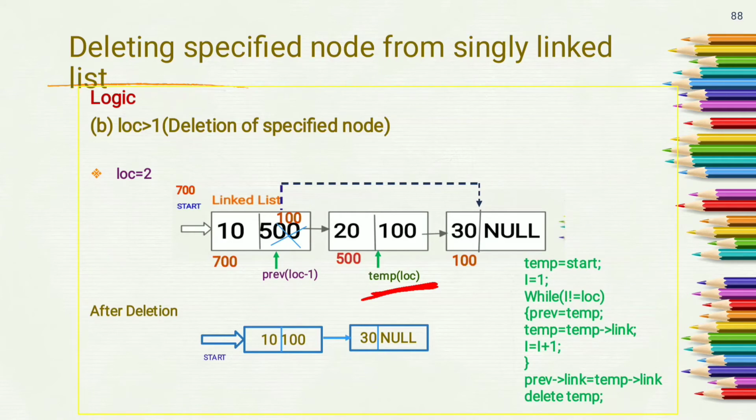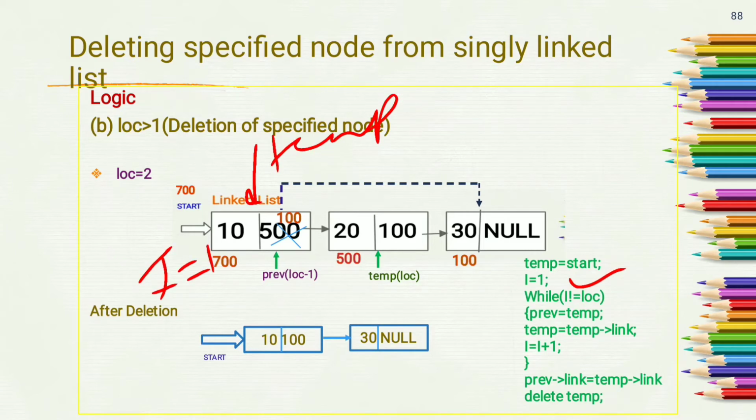Here we also point previous to the node which is the predecessor of the temp node, which is previous to the temp node. We traverse the linked list starting from temp equals to start, that means temp points to the first node. Then to move temp to the specified location, we use a variable I equals to 1, that means we are at node number 1. Then we increment the value of I by 1 until it reaches the location.